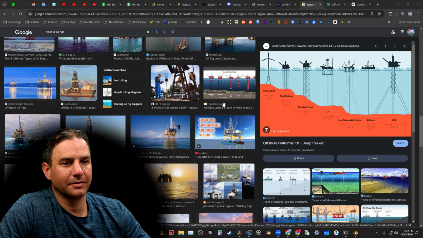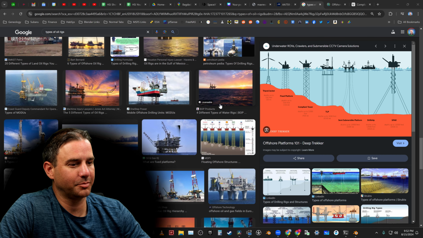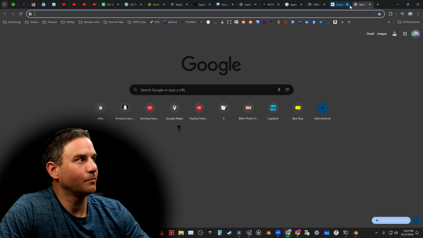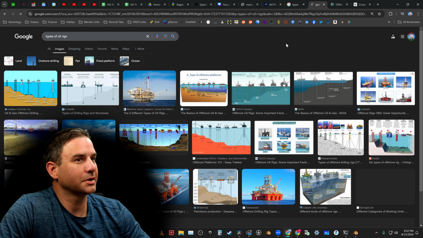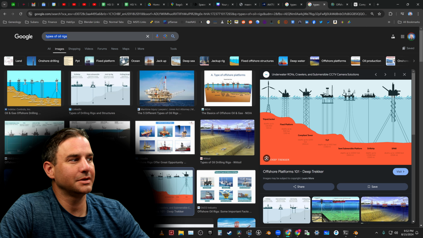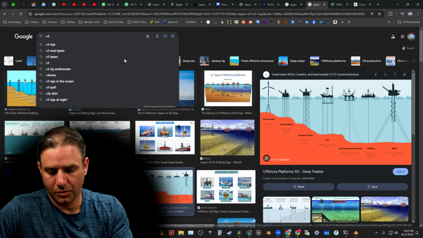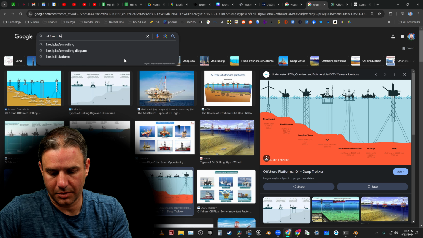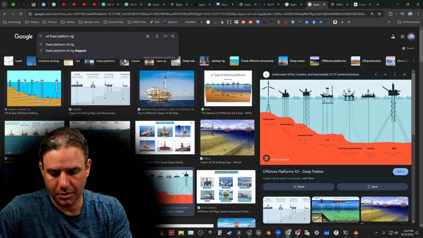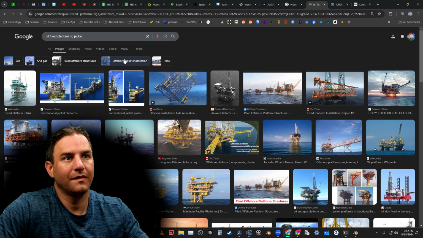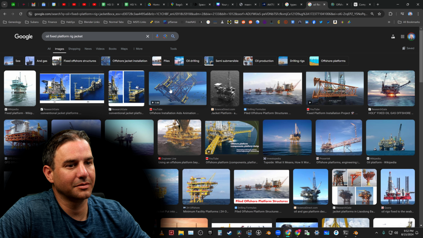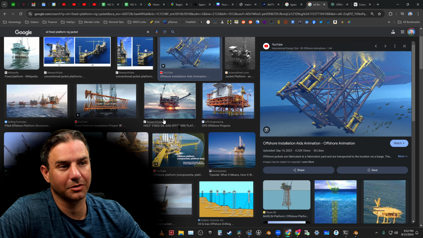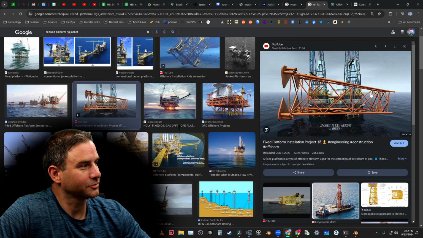Let me see. I want to actually find a picture of how big a fixed platform can be. I'm going to duplicate this one and search oil fixed platform rig jacket. Yeah, so like this one, for example, that's just a 3D image. I want to show you a real one. Here we go. That's also a 3D image.